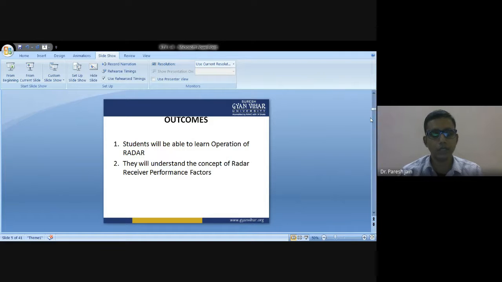Students will also learn the performance factors of a radar system. So what are the factors that affect the performance of the radar, how to overcome them, and how we can increase the signal to noise ratio of the system.